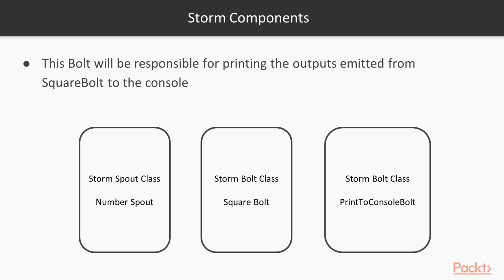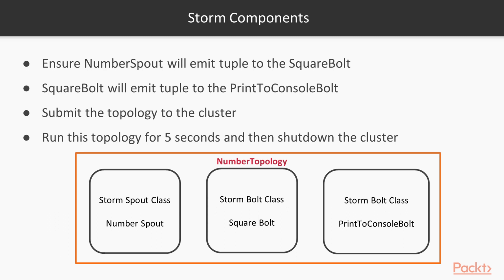But to bind these components and to create an application out of it, we need to create something called the topology. In this case, we will create number topology. This topology will be responsible for ensuring that the number spout will emit the tuple first to the square bolt. Then the square bolt will emit the tuple to the print to the console bolt.